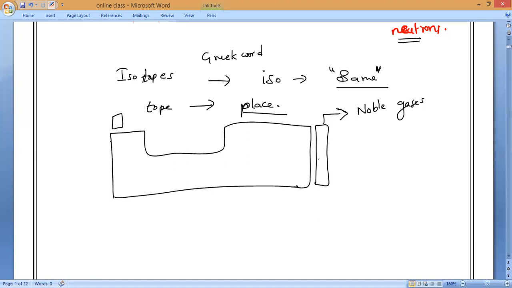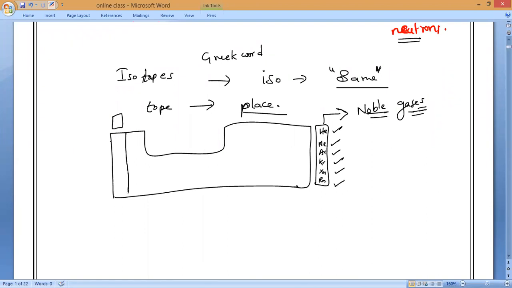So who are the noble gases? Helium, neon, argon, krypton, xenon, radon. They are called what gases? Noble gases. Clear?